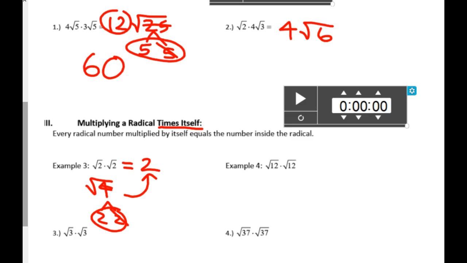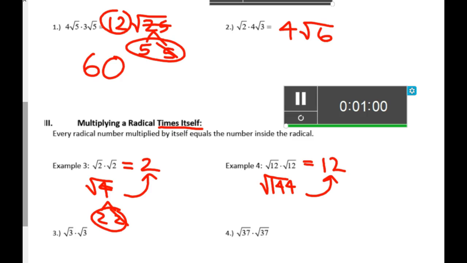So I'm not telling you you have to do this whole process every time. But I'm telling you, you can do the shortcut. If you see a square root times the exact same square root, it removes the square root sign. Just that number. So over here, square root of 12 times square root of 12, remove the square root, it's going to be what? 12. Because it's the square root of 144, and the square root of 144 is 12. Okay? So this one's pretty straightforward.